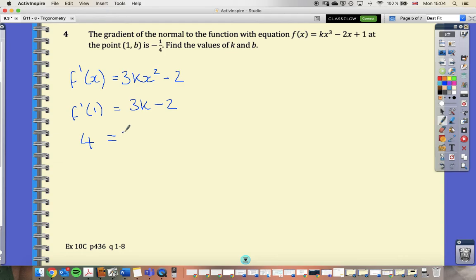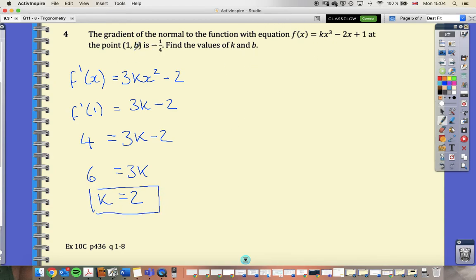So 4 must be equal to 3k minus 2. So what we've done here, we've found the gradient function, we've substituted in x equals 1, which is where this normal is happening, and we know that that would give us the slope of the tangent. So we've said that it must equal the negative reciprocal of the normal slope. And from this we can solve it and we can get one of our unknowns, we can get k. So let's add on 2 and let's divide by 3. k equals 2.